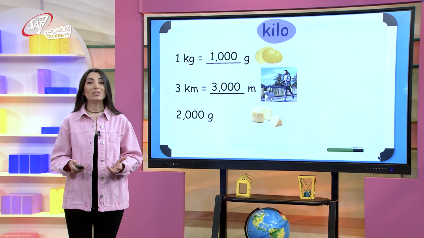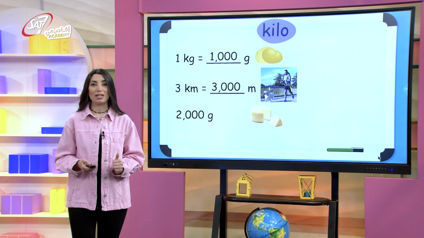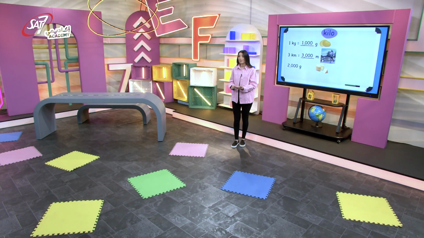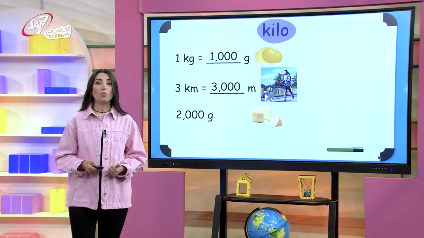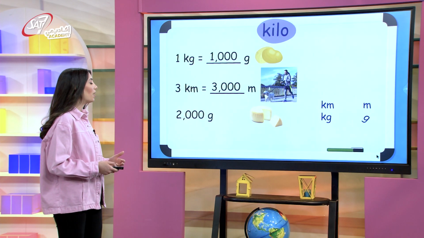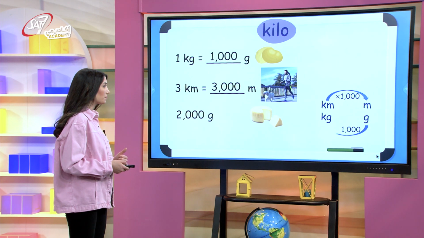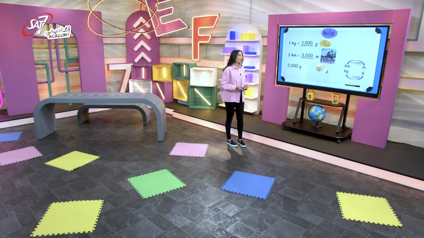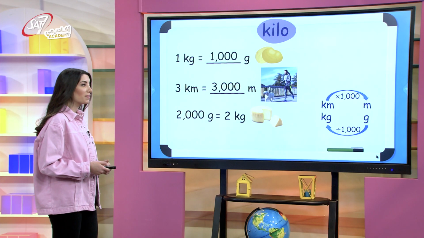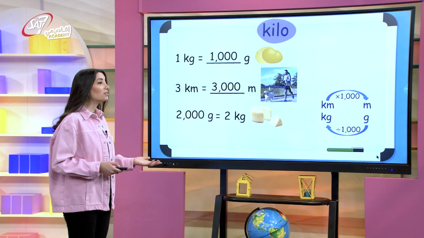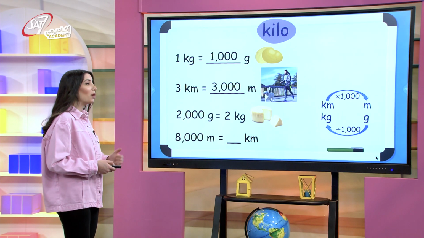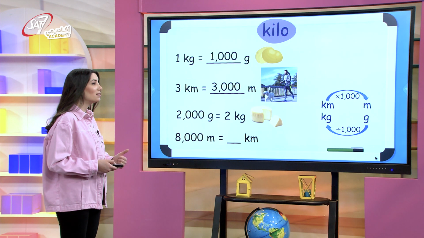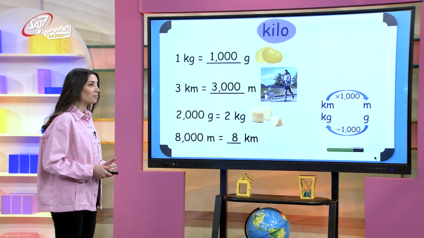What do we do if we want to convert from grams to kilograms or from meters to kilometers? We do the opposite. We divide by 1,000. 2,000 divided by 1,000 equals 2 kilograms of cheese. If the distance from the school to the mall is 8,000 meters, how much is this distance in kilometers? Divide by 1,000. So this is a distance of 8 kilometers.